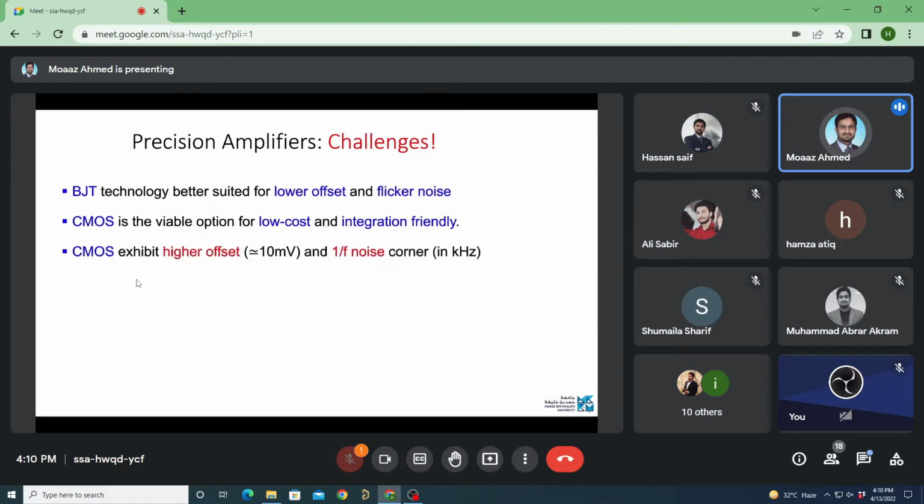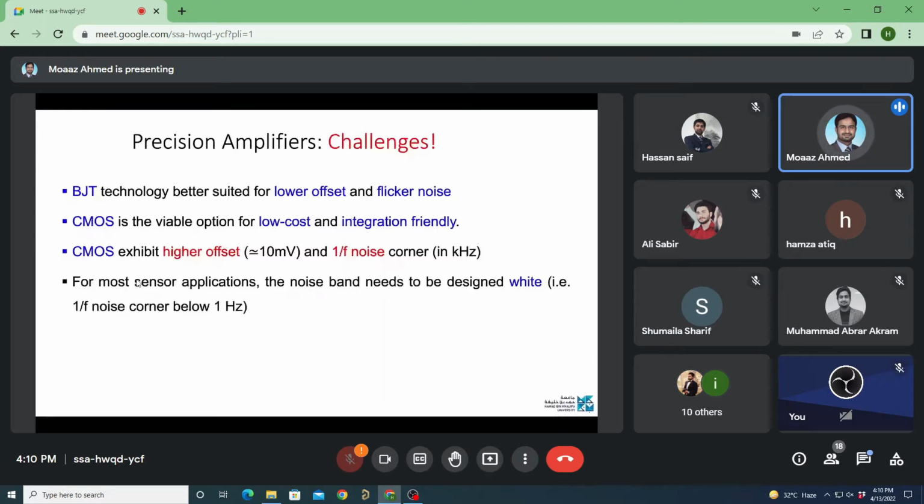But the problem is that they exhibit higher offset. A typical amplifier or a transistor in CMOS, compared to a BJT counterpart, has higher offset and higher flicker noise corner. And for most sensor applications, the noise band has to be designed white. Like we will see, we have a flicker corner, and then we have a white thermal noise floor. This thermal noise floor usually starts after tens of kilohertz, after the flicker corner.